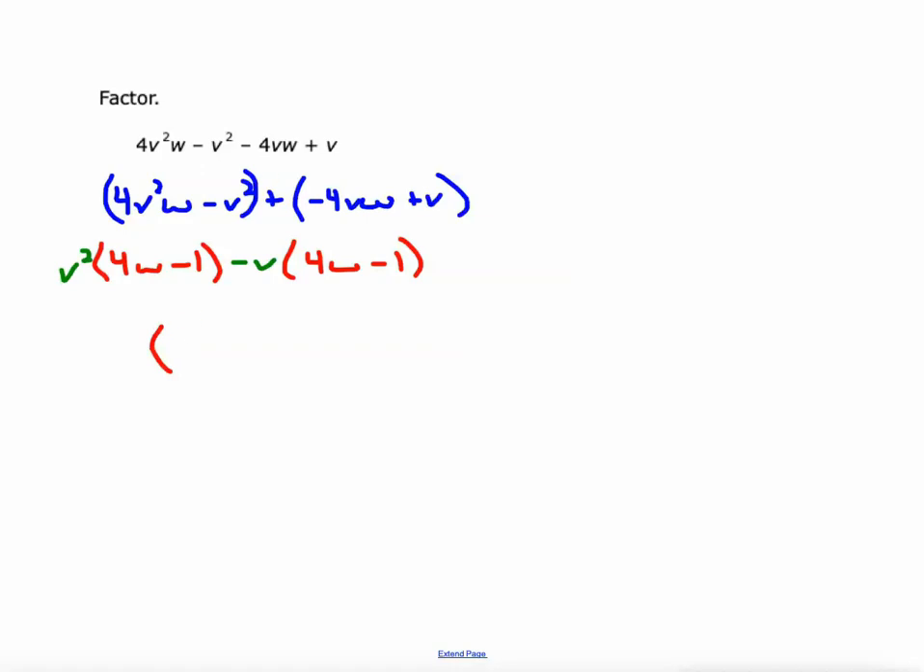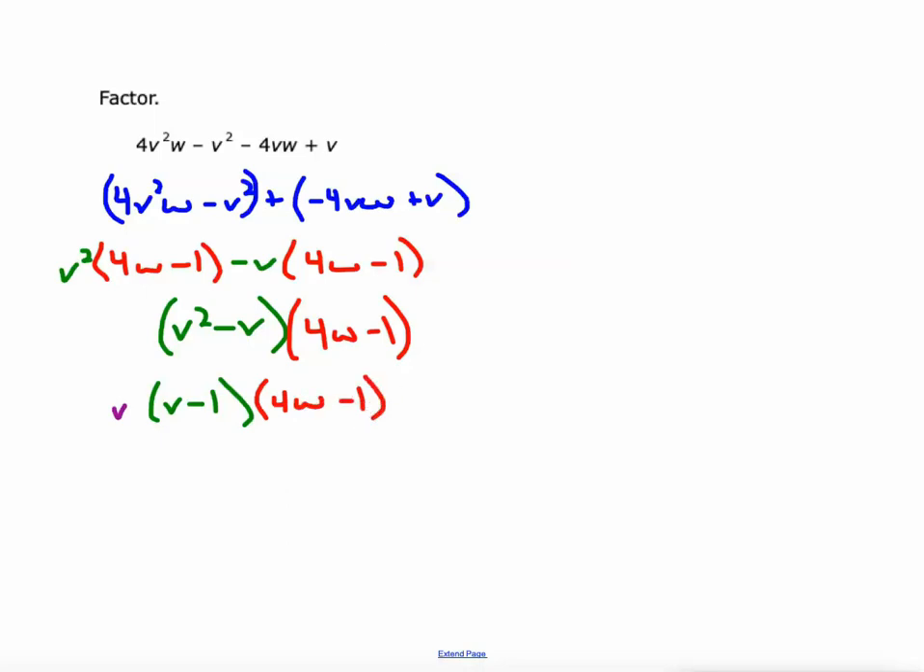So one of our factors is v squared minus v, and one of our factors is 4w minus 1. But the first expression, that first factor, they have a common factor of v, so I'm going to factor that out and make it v times v minus 1 times 4w minus 1. So that would be the complete factorization of the expression. It's got 3 factors. V times v minus 1 times 4w minus 1.